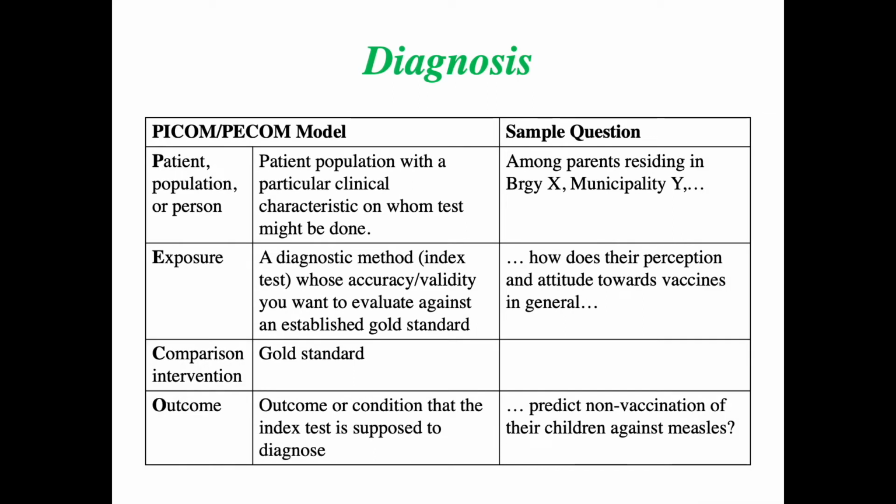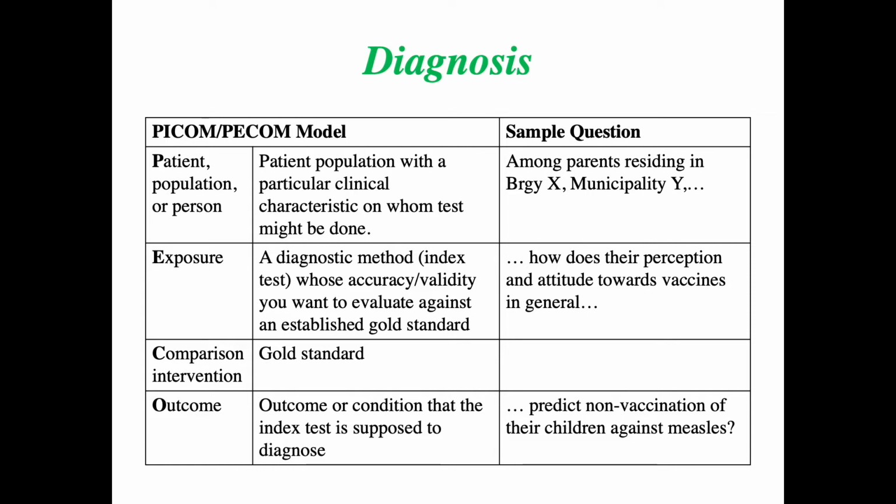Now for another example that is perhaps less medical and more social in nature. Here you're interested in seeing whether a group of people's perception and attitude towards vaccines would predict or be diagnostic of whether or not they would have their children vaccinated against measles. It's really hard to pinpoint what the comparator or the gold standard is. And for that matter, we can have different types of perceptions and attitudes towards measles vaccines, and this is perhaps what we would like to assess.